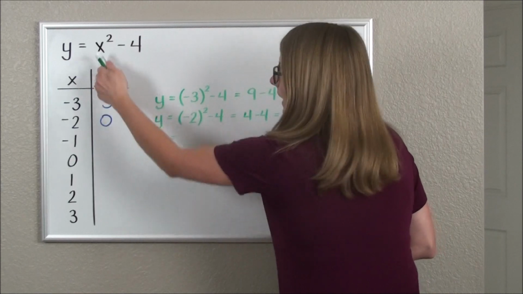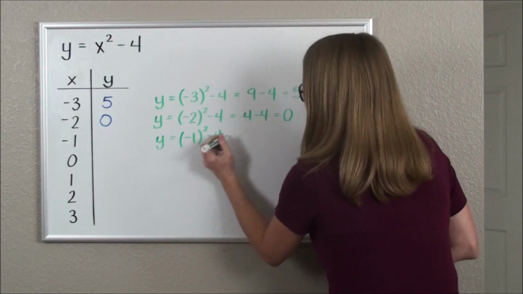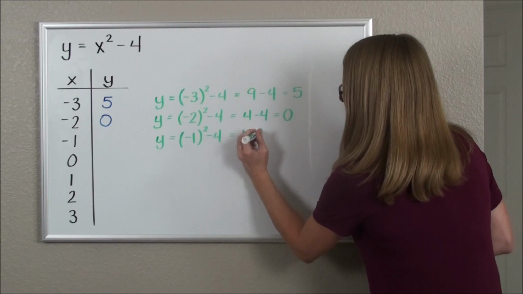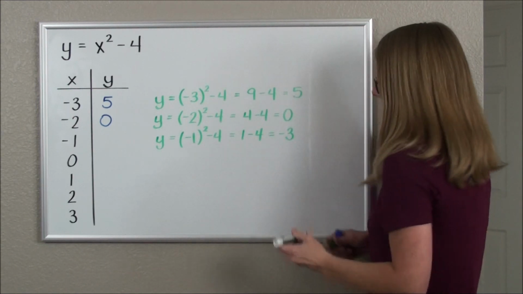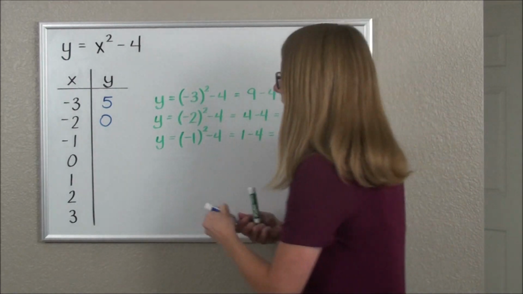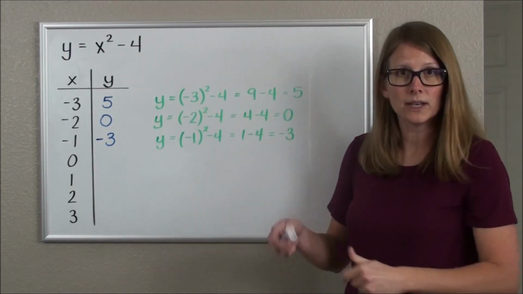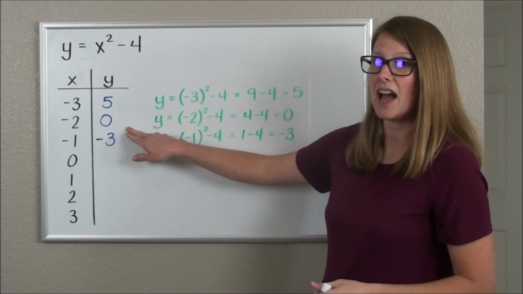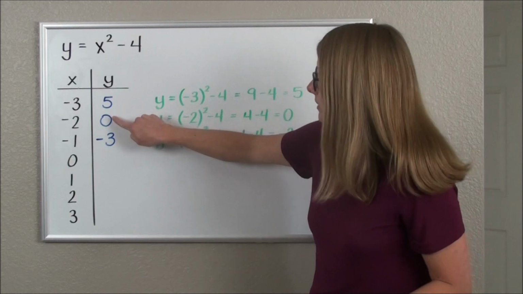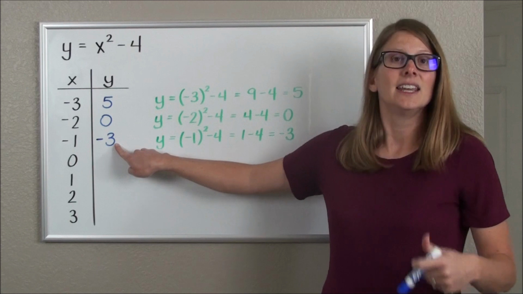y equals x squared minus 4, now we're going to have (-1) squared minus 4. (-1) squared is -1 times -1, which is positive 1. And 1 minus 4 is -3. Now when we were working with lines, we happened at this point to notice a pattern that we continued to add or subtract the same value to go from one row to the next. The pattern here is not the same as with a linear. Here, to go from 5 to 0, I subtracted 5, but to go from 0 to -3, I only subtracted 3. So this is not constant like a line, it's going to be changing.